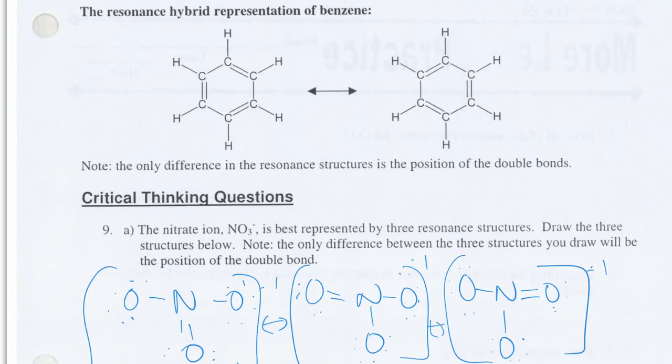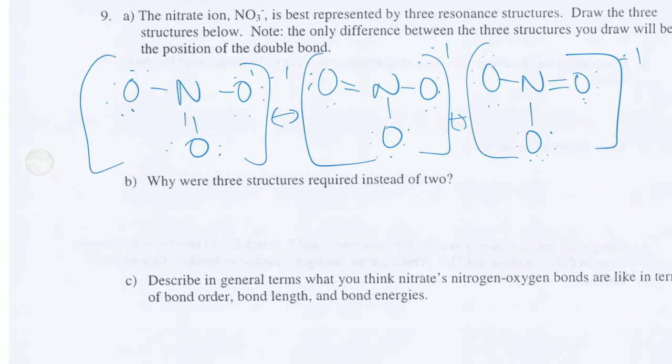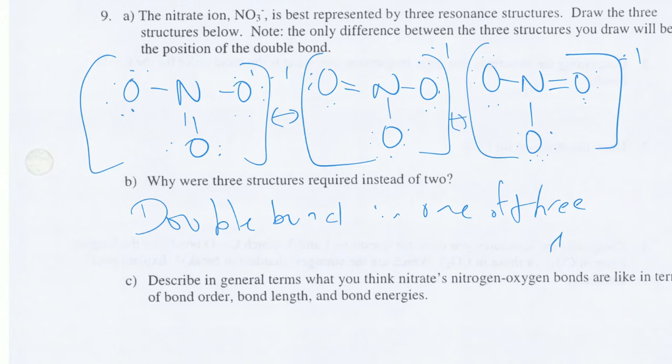And then the next question, why were there three structures instead of 2? Because the double bond could be in 1 of 3 spots. Which would mean that the bond order here is what we call a 1 1/3. Because realistically, the bond is being shared equally here, here, and here.